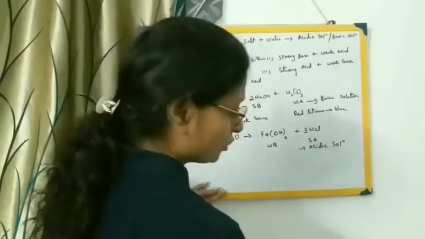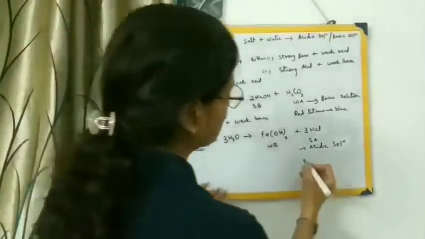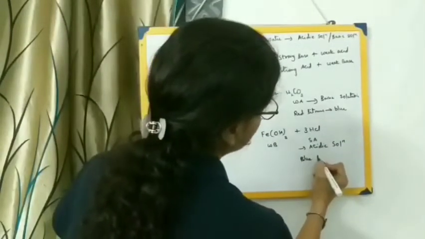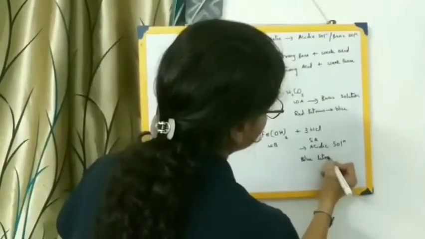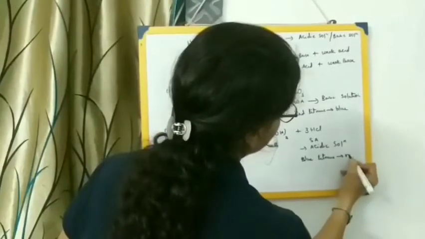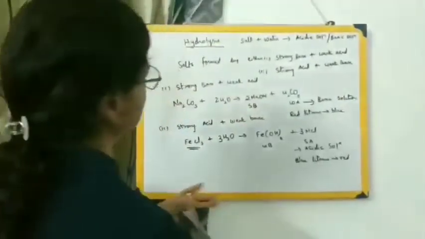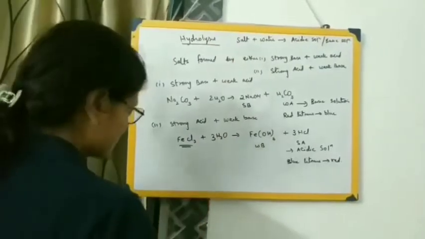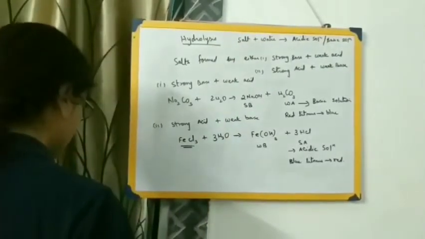What is the change the acidic solution will bring? That is, blue litmus will turn to red in presence of the acidic solution. So this is the last type of reaction, that is a hydrolysis reaction.